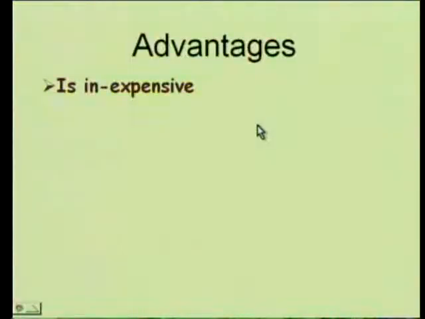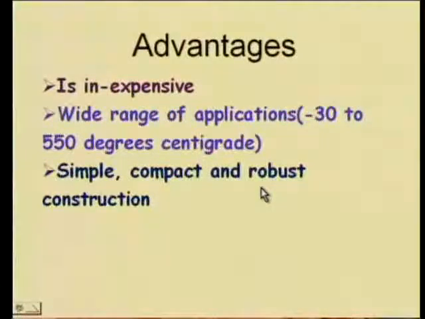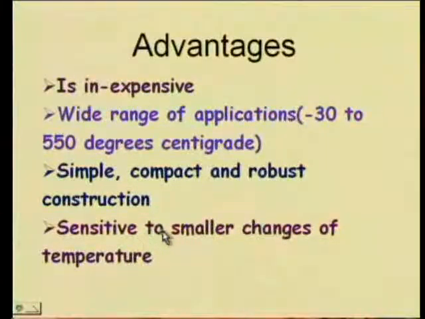Now what are the advantages of this bimetallic thermometer? It is inexpensive, the cost involved is very less. It is applicable for a wide range of temperatures, between -30 to about 550 degrees it can read. It is very simple, very compact, occupies a very small volume, and has robust construction, it is very hard and rigid. Sensitive to smaller changes of temperature, it is another important advantage, that its sensitivity is to read even the smallest change in temperatures.